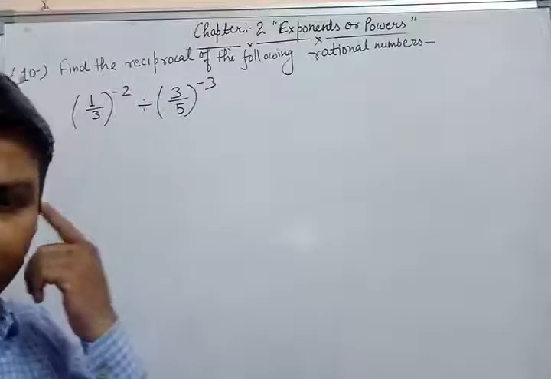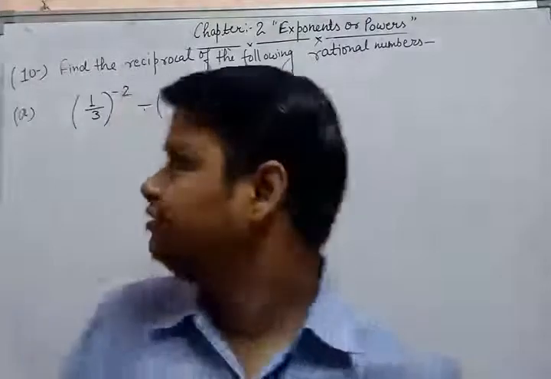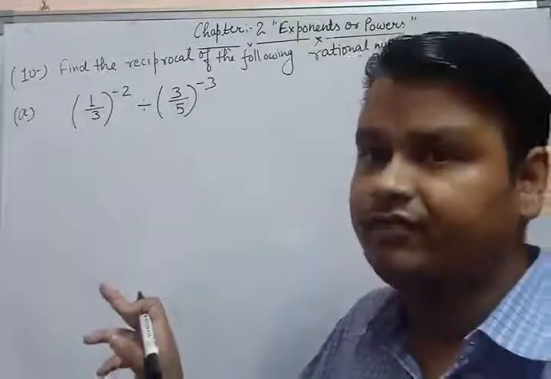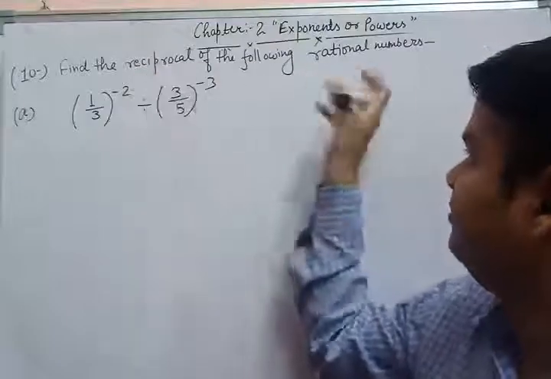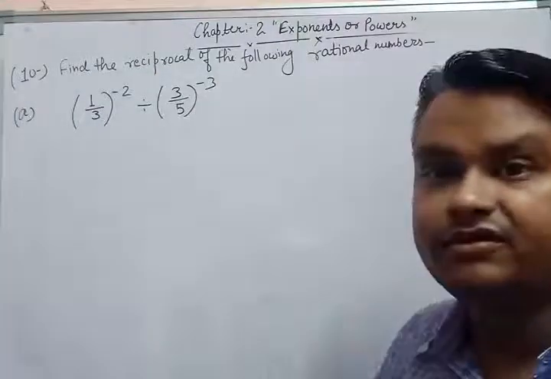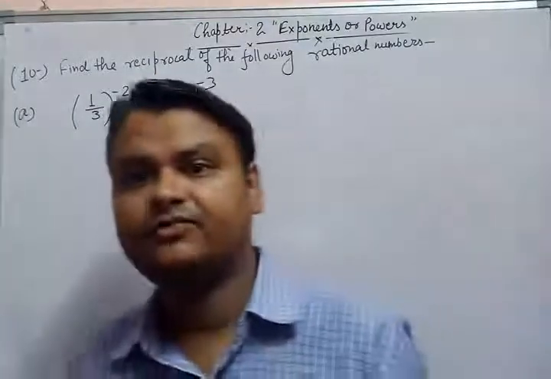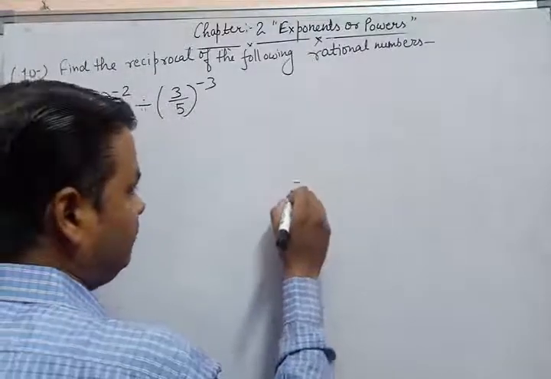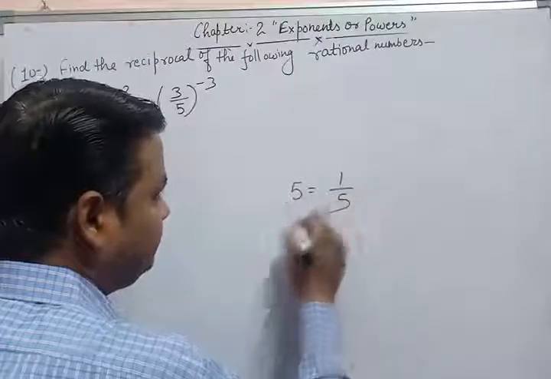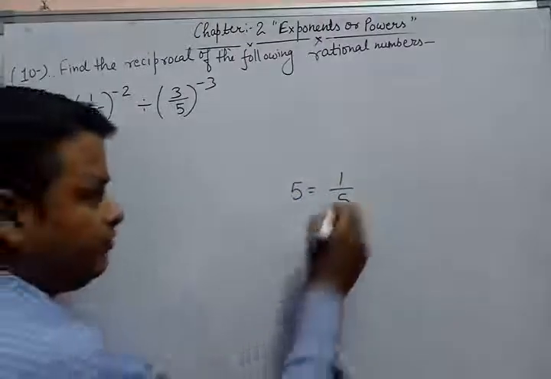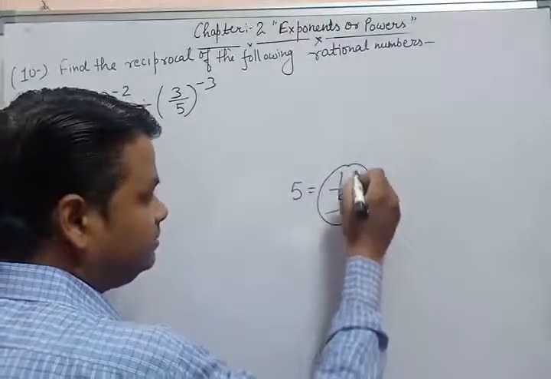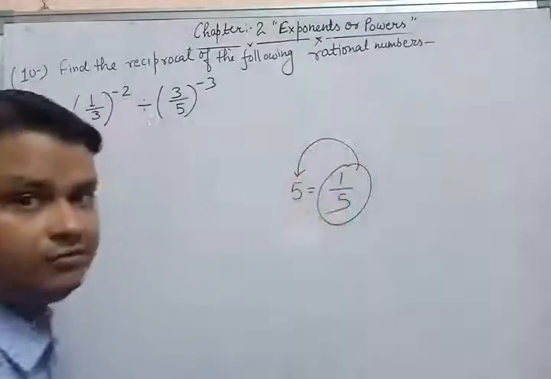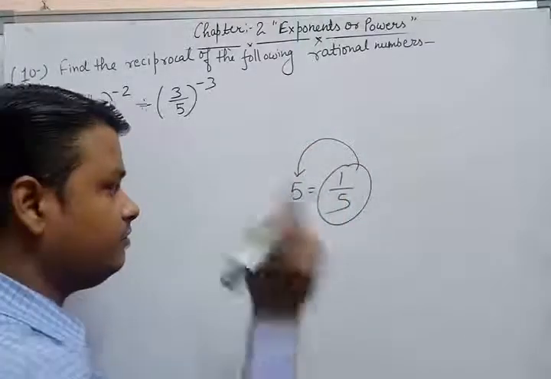So students, now we have to move on to question number 10. We have to find the reciprocal of the following rational number. What is a reciprocal? If you have to write the reciprocal of 5, then we can write 1 upon 5. So 1 upon 5 is the reciprocal of 5.